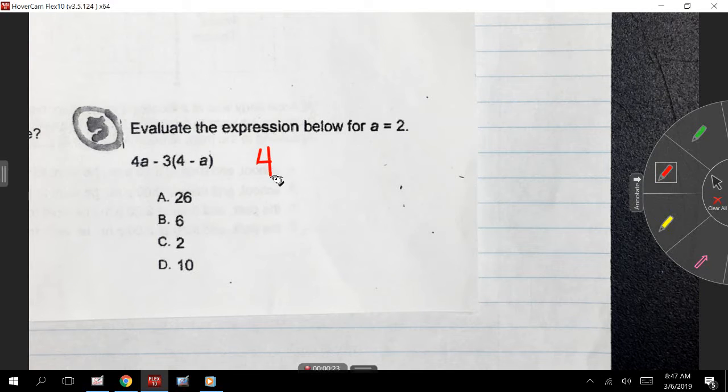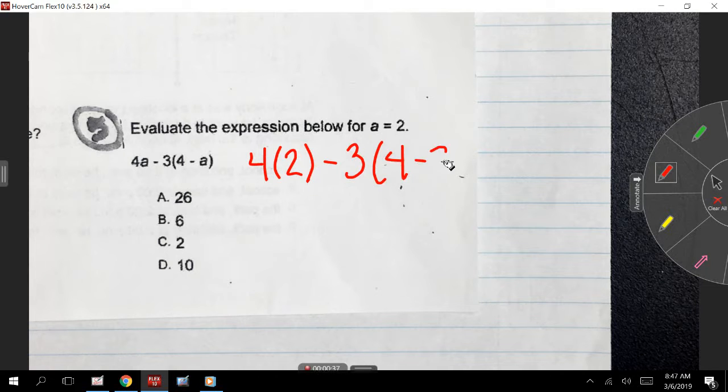I'm going to change all of those 4s into the number 2. Oh. Well, that didn't work out. So we have 4 times 2 minus 3 times 4 minus 2. So the first thing you do is change them to 2's. Now we want to evaluate. Now, Chandler, what did you say the first thing I need to do is? We want to do the parentheses.